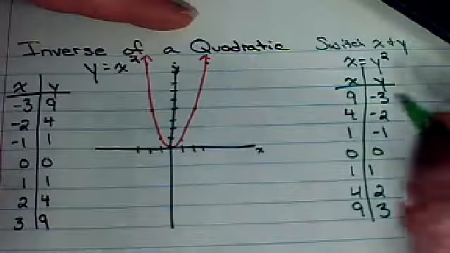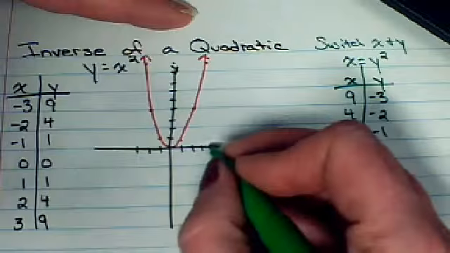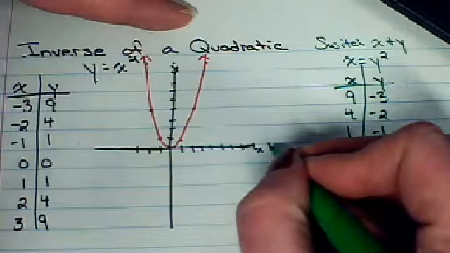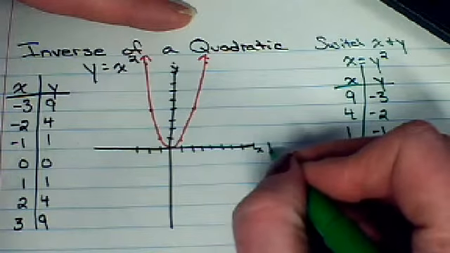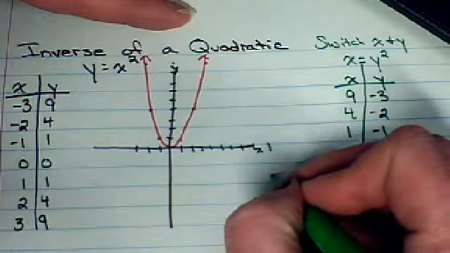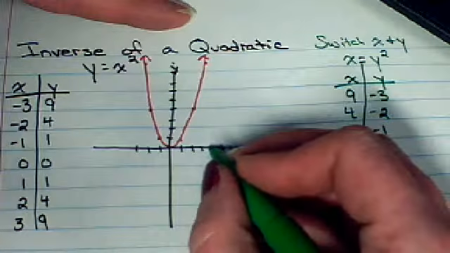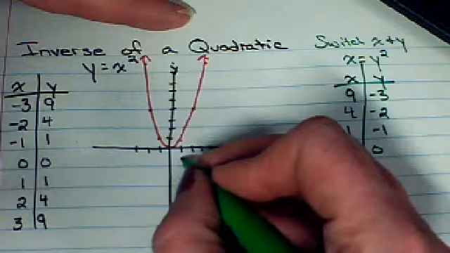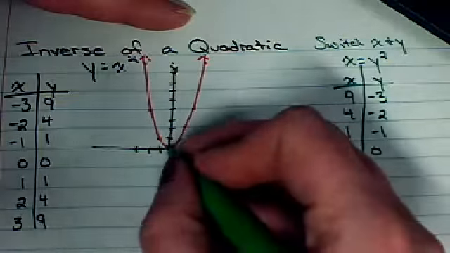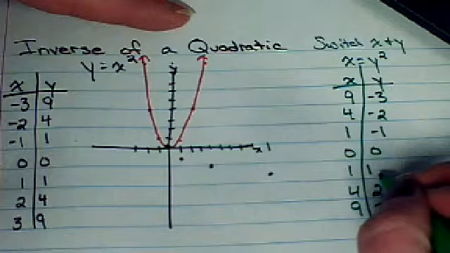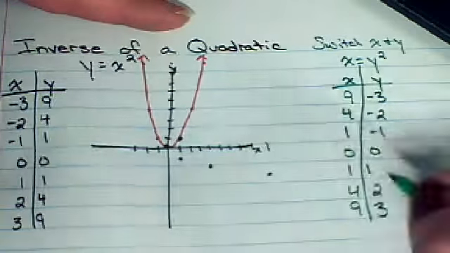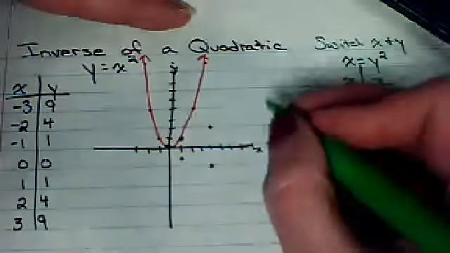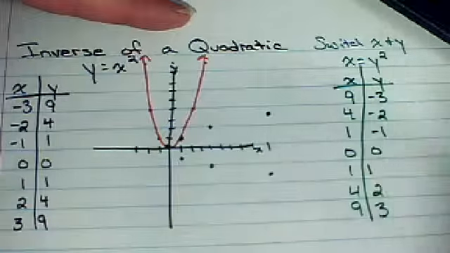And when we plot these, well, I'm going to need a lot more space. 9 is associated with a negative 3 for a y value. 4 is associated with a negative 2. 1 goes with negative 1. 0 goes with 0. 1 also goes with 1. 4 goes to 2. And 9 goes to positive 3.